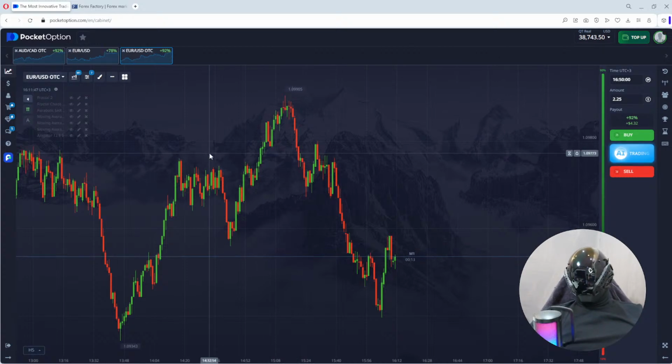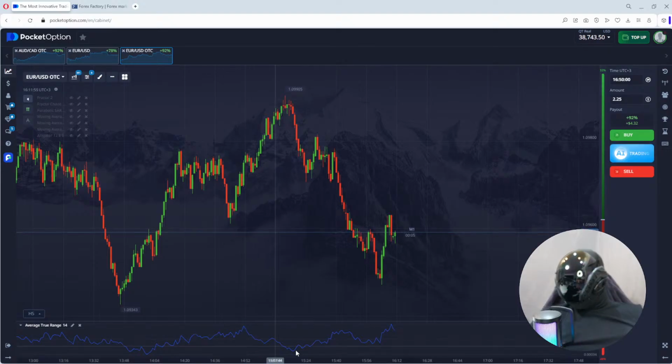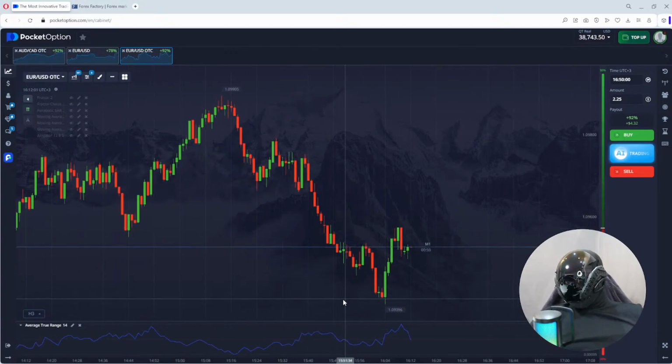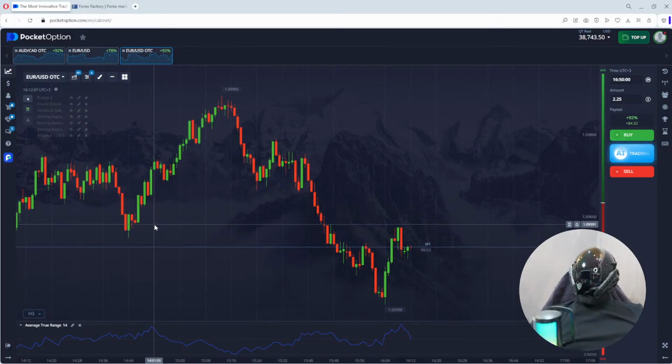We got Euro Dollar OTC. We got big candles happening. We actually have different indicators like ATR that shows the volatility, right? Once it goes above this range, the candles are actually kind of big, versus when it's towards the bottom, the candles are kind of small. So this is something that's actually a really good indicator.